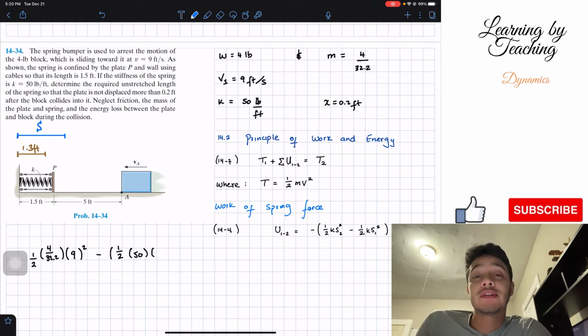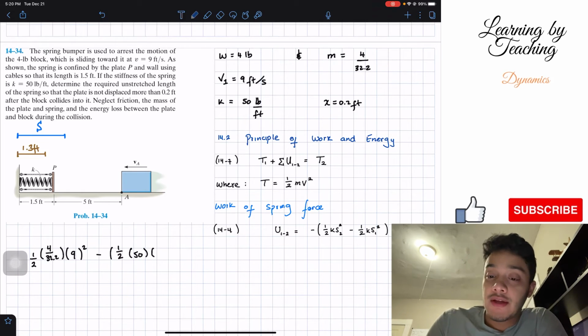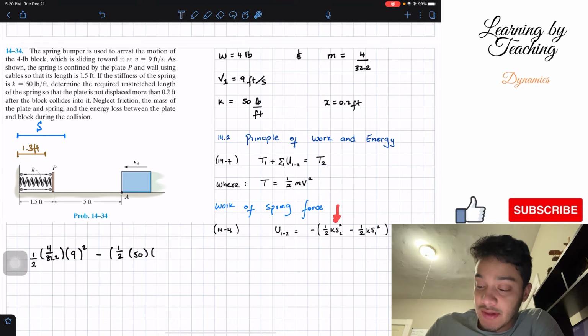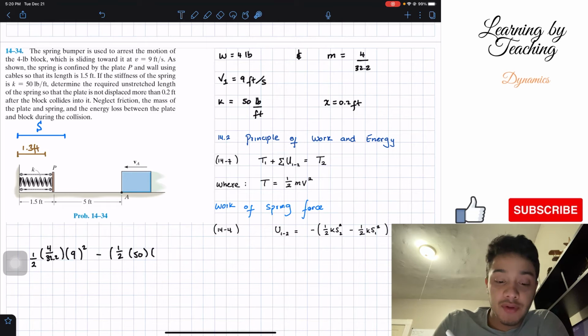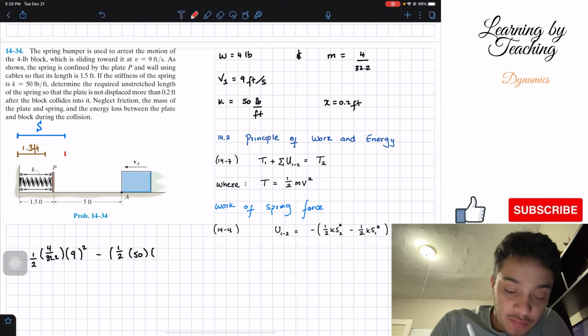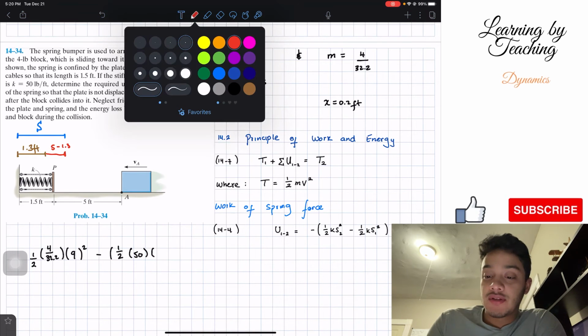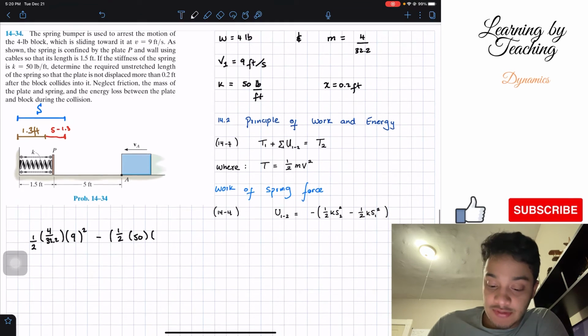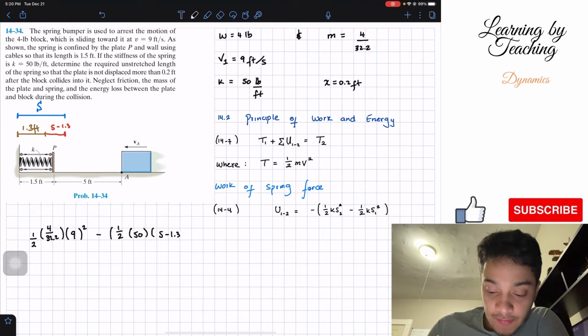Well, it's the required unstretched length. Okay, so here we go back again to our equation. This is our displacement at point 2. Well, at point 2 we have this initial length s that we don't know minus 1.3, and we're talking about the displacement from our original all the way to our 1.3. And this should be equal to s minus 1.3 feet, okay? So that's for our final displacement. So we got s minus 1.3 squared.